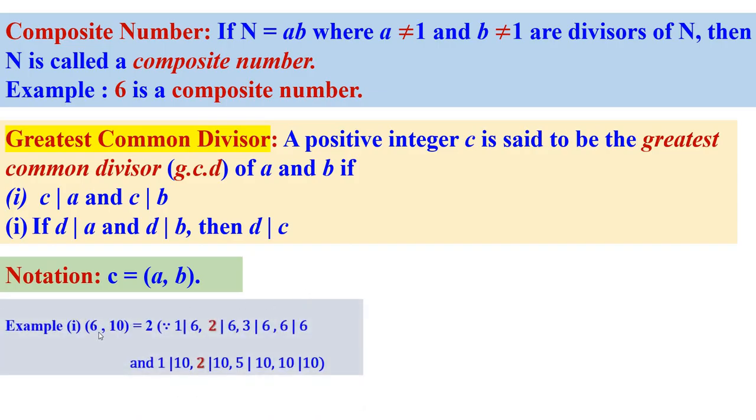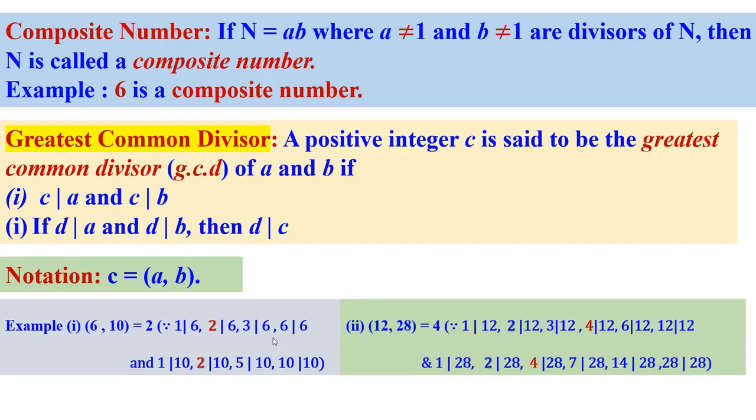Now we have an example. Suppose we are given two numbers, say 6 and 10. We would like to know the greatest common divisor. First we will list out the divisors. For 6, 1 is a divisor, 2 is a divisor, 3 is a divisor, and 6 is a divisor. Similarly for 10, we have 1, 2, 5 and 10. These are the divisors of 10. So the common divisors are 1 and 2, that is all. Of the two, namely 1 and 2, 2 is the greatest. So the greatest common divisor of 6 and 10 is 2.